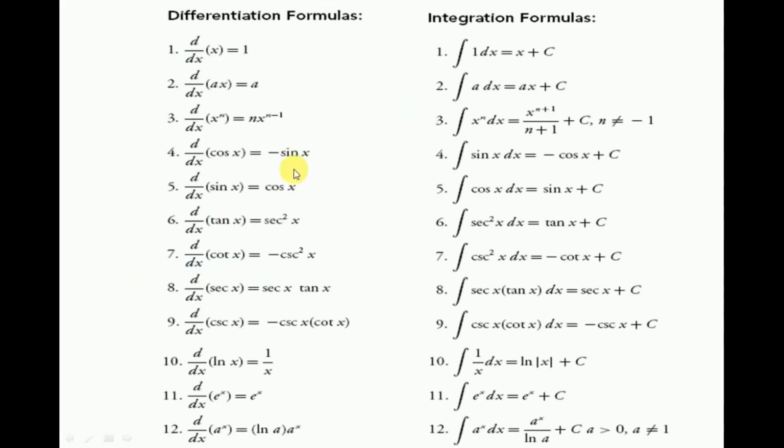So this is the list of formulas of integration and differentiation, and you can see how integration and differentiation are similar. In this formula, d/dx of x is 1, and if you integrate 1 you will get x. And here d/dx of ax is a, and if you integrate a you will get ax. And d/dx of x to the power n is n x to the power n minus 1. Here the power is getting subtracted by 1, and in integration the power is getting added by 1. d/dx of cos x is minus sin x, and integration of sin x is minus cos x. So all those formulas are also kind of similar.